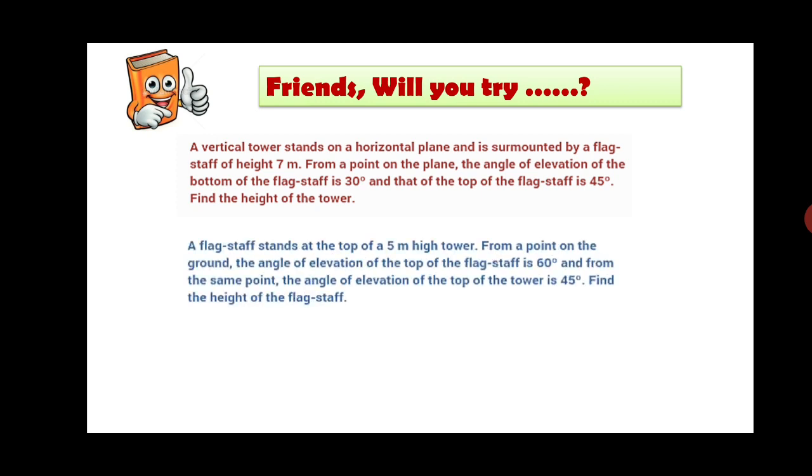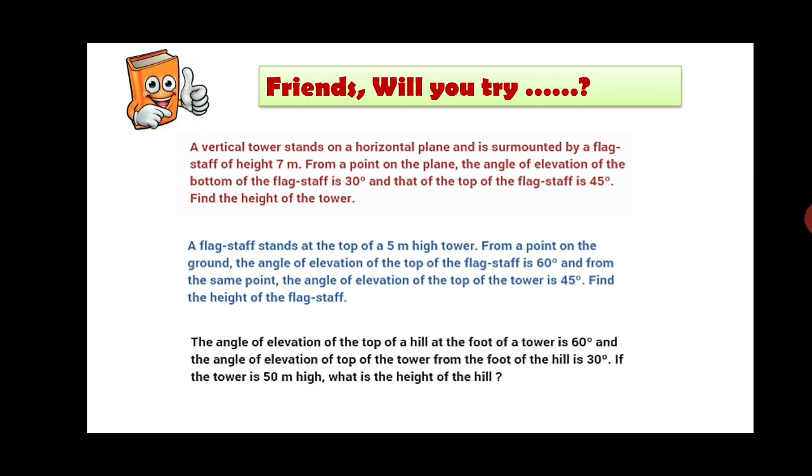Second problem, a flagstaff stands at the top of a 5-meter high tower. From a point on the ground, the angle of elevation of the top of the flagstaff is 60, and from the same point, the angle of elevation of the top of the tower is 45. Find the height of the flagstaff.